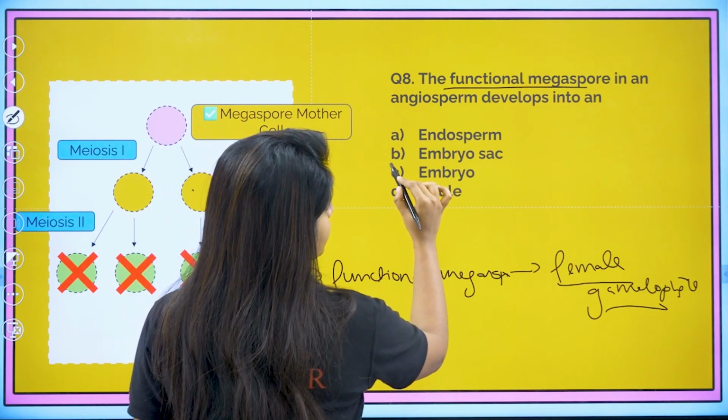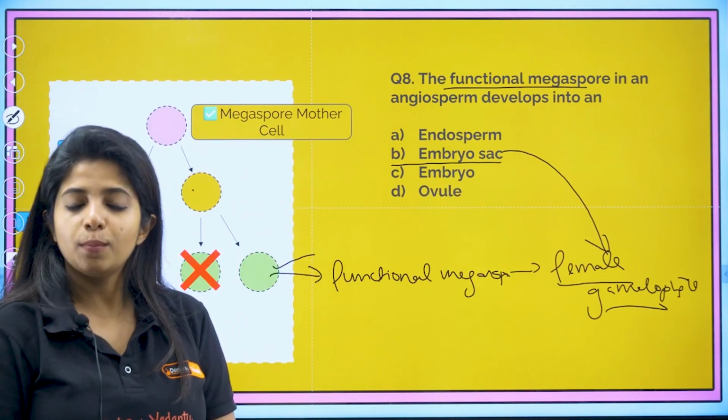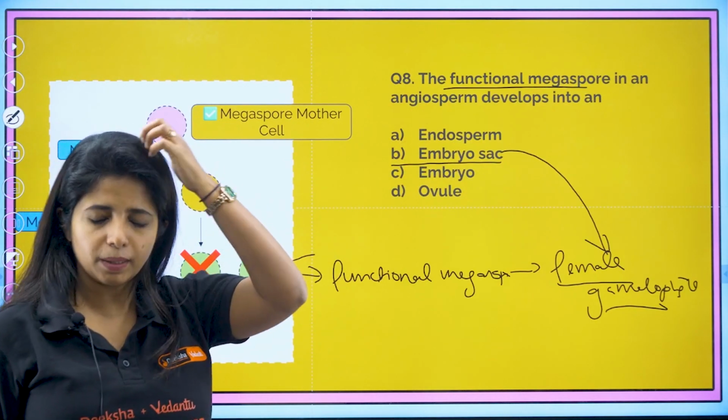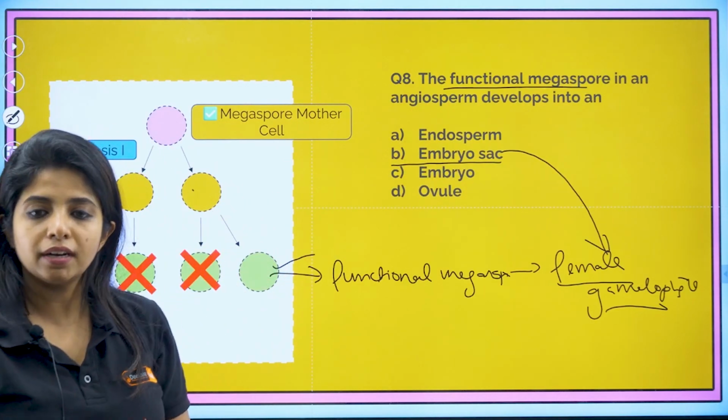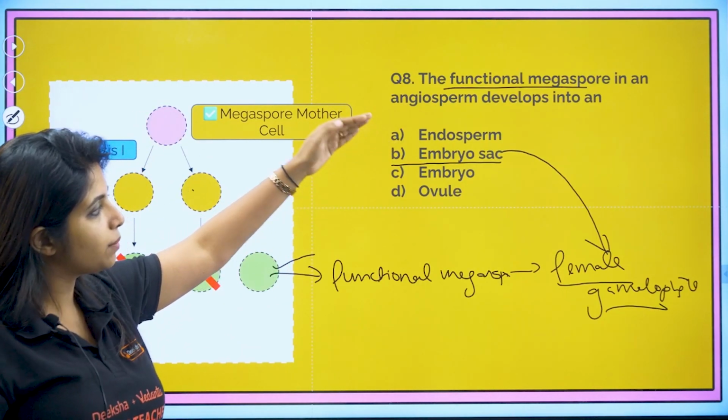So your answer for this question would be what? Embryo sac. What is a female gametophyte? It is the embryo sac. Okay, so this embryo sac later will be having what? The female gamete out there. So a functional megaspore in angiosperms develops into the embryo sac, not endosperm, not embryo, not ovule.